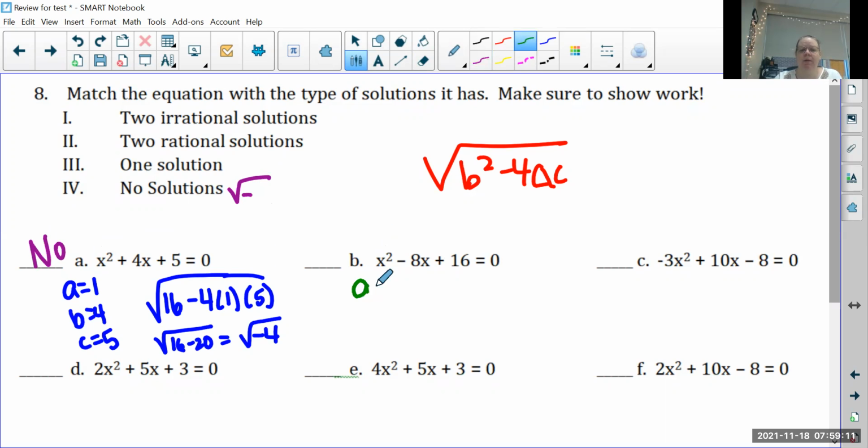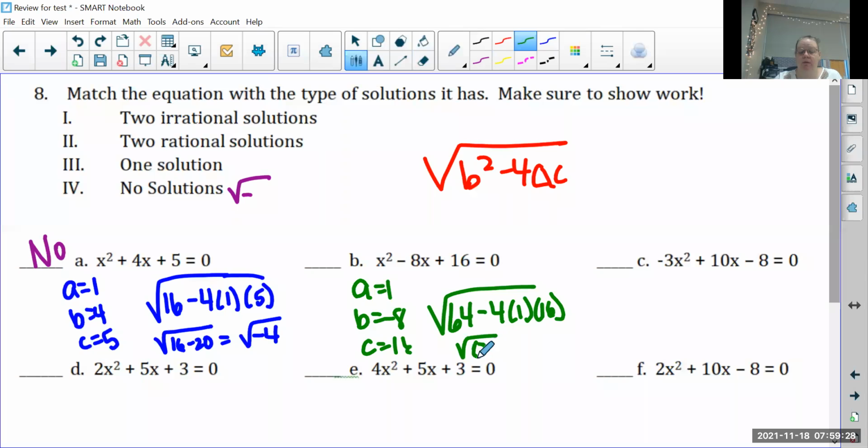All right, when I do this one, my A is 1, my B is negative 8, and my C is 16. So I'm going to do the square root of negative 8 squared, which is a positive 64, minus 4 times 1 times 16. When I put this whole thing in the calculator, I get the square root of 0. This is the one and only time that when you get the square root of 0, that means that you have one solution. That's the only way you can get one solution, is by having the square root of 0.